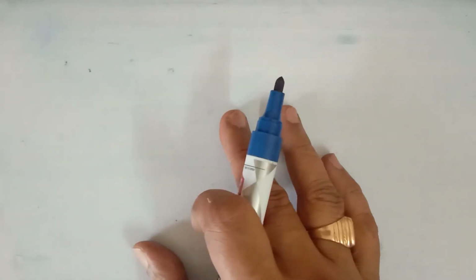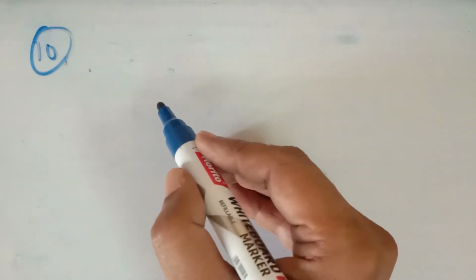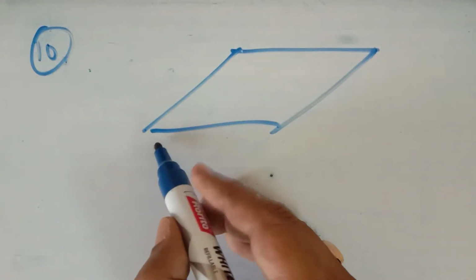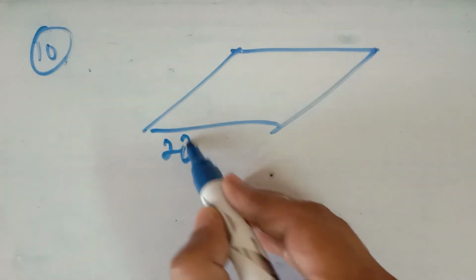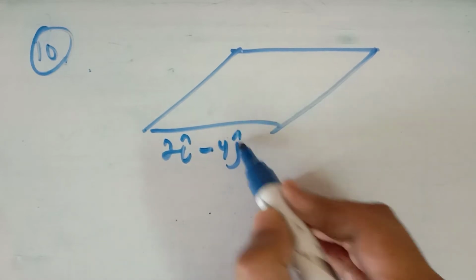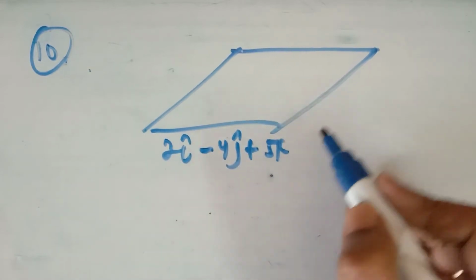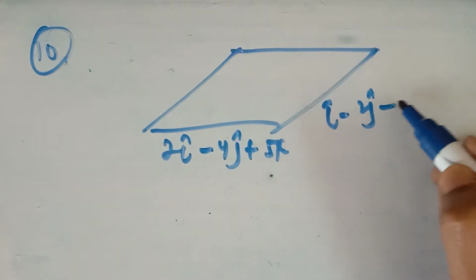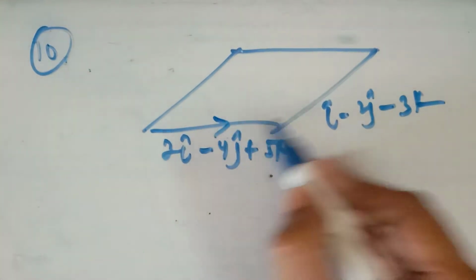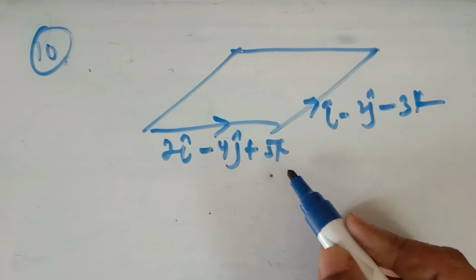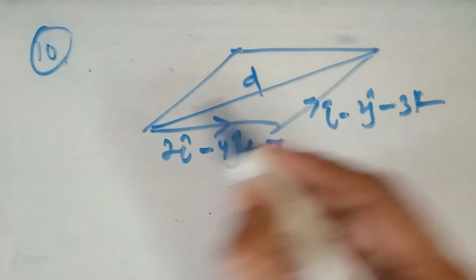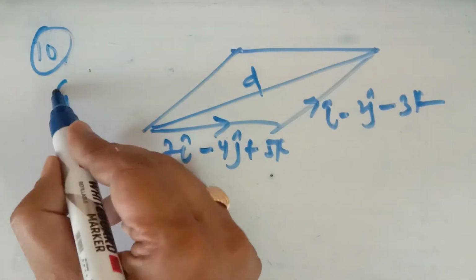Now after that, question number 10. Two adjacent sides of the parallelogram are given as 2i minus 4j plus 5k, and let us say i minus 2j minus 3k. Adjacent sides of the parallelogram are given, and you have to find the unit vector parallel to the diagonal. So let us say this is the diagonal, and you have to find d cap.